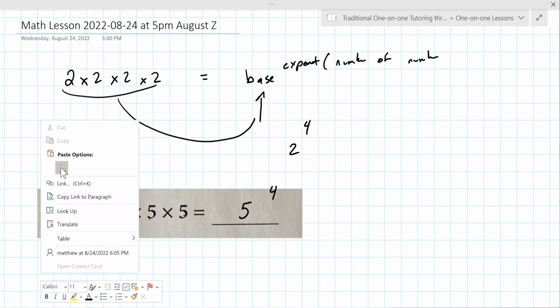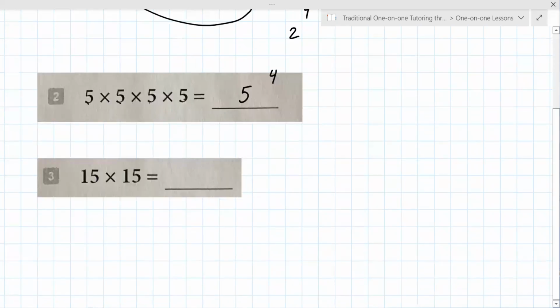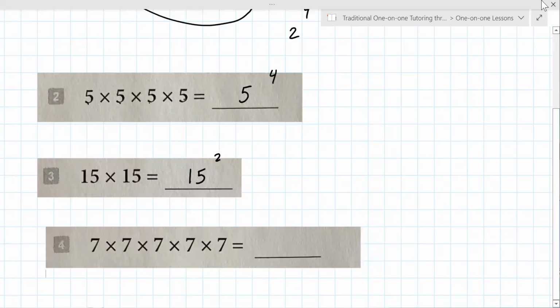So let's take a look at number 3. Again, you can see how this goes. So how many numbers are there? There's 2 of them, and it's 15 to the power of 2. So you're really just counting. There's nothing mathy about this. You're just literally counting here. So go ahead and try the next one here, please, for me.